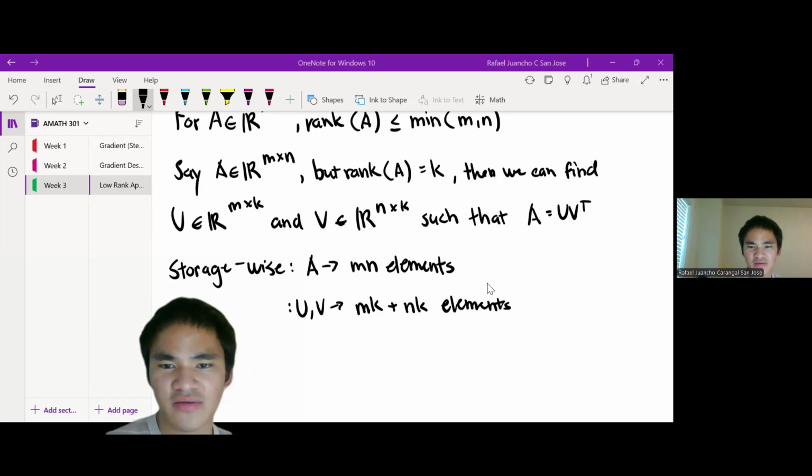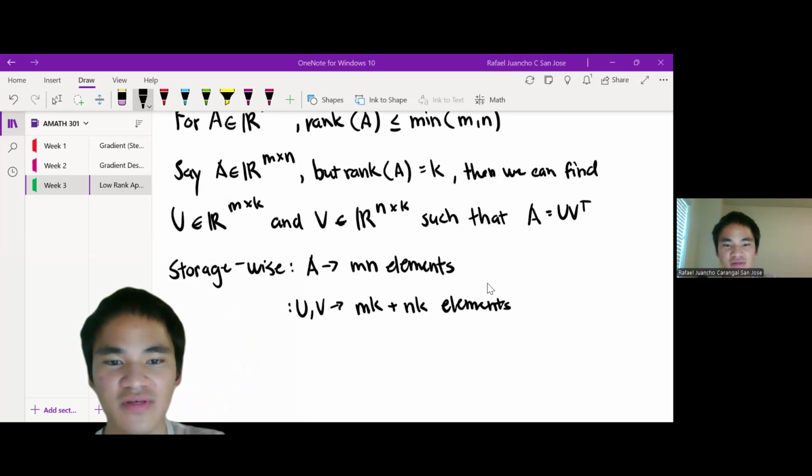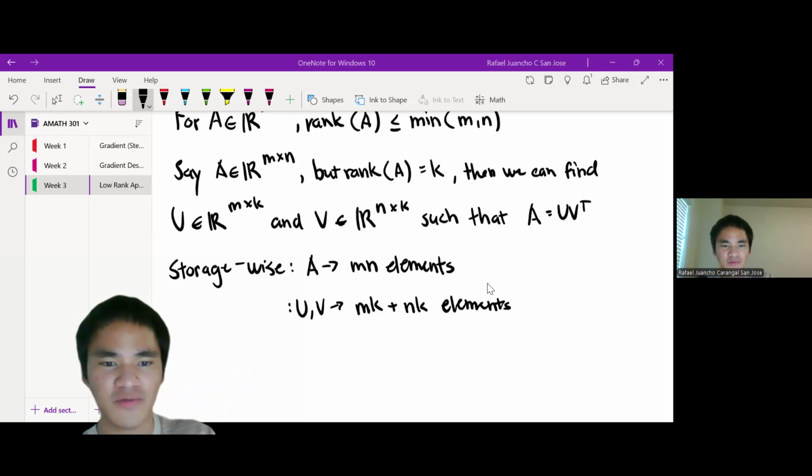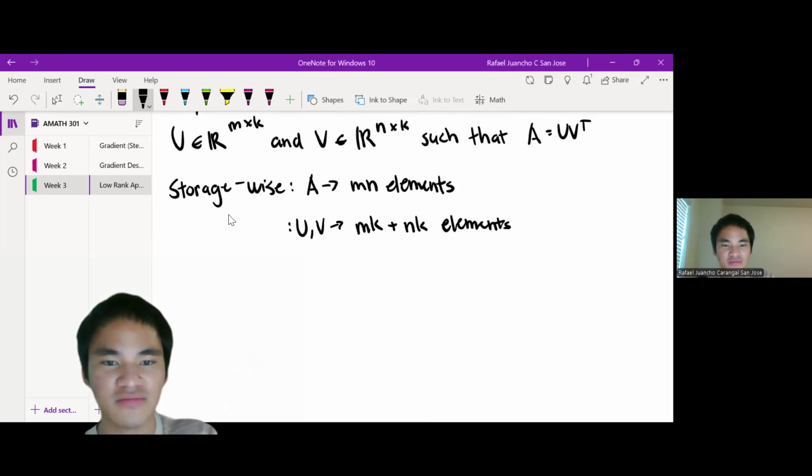Now, what about something like matrix-vector operation counts? It's been a while since we've done that. So let me do a bit of operation counts.